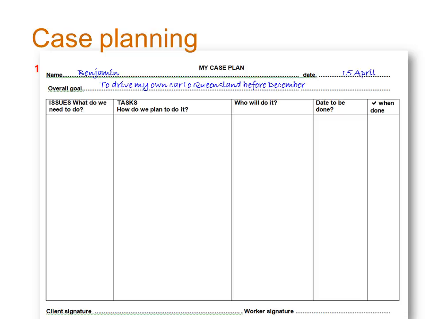Now normally, one of the mistakes I've seen students do when we're role-playing it is they say, so what's your overall goal? Ideally you've had a bit of a conversation with the client beforehand, and you should be able to extract from that full conversation, summarising what it is they're after. So you'll notice the language here, to drive my own car to Queensland before December. We're not saying for him to get a car or for him to go to. It's me with my own car. So again, we're putting it in that language where it's Benjamin's piece of work here.